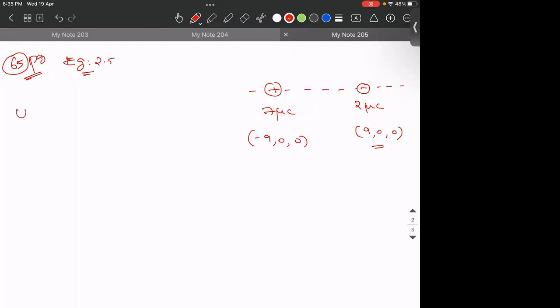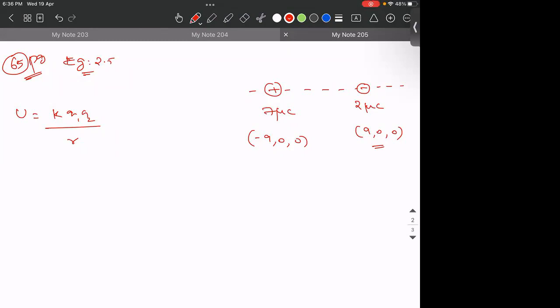So U is equal to what? K q1 q2 divided by r, because there is not a dipole. This is the reason I'm doing this problem now. You will write the formula of p E cos theta only when a dipole is placed in an external electric field, whereas there is not a dipole in the first place. Why is it not a dipole? The charges are not same and the distance of separation between them is also not small. Right? So you need to use the formula of K q1 q2 divided by r.